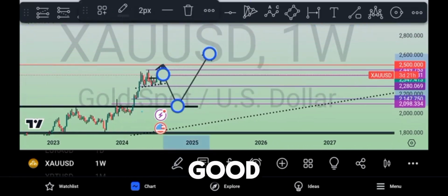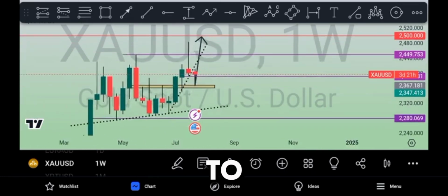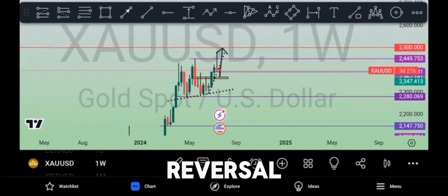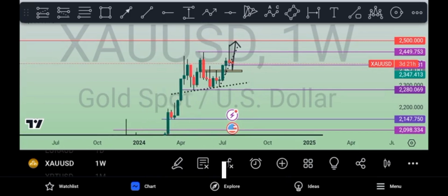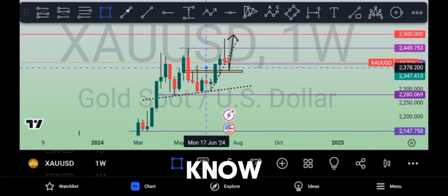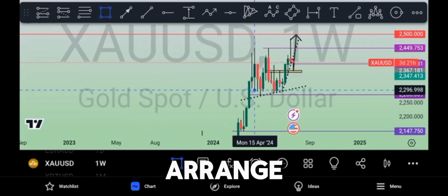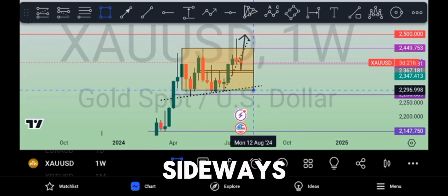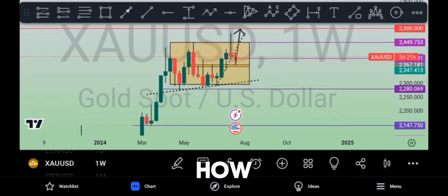So for gold, I'm expecting gold to dip, but it has not actually given us a reversal pattern yet. It's kind of trying to look like a triple top, but it's not a triple top. I'm not even understanding what this market is doing at this level. But all I know is this is a range, because the market is not trending, it's just trading sideways and sideways.